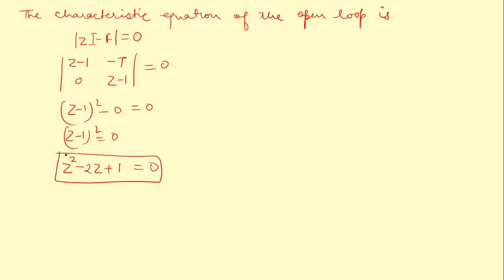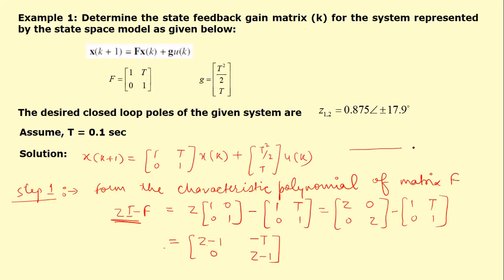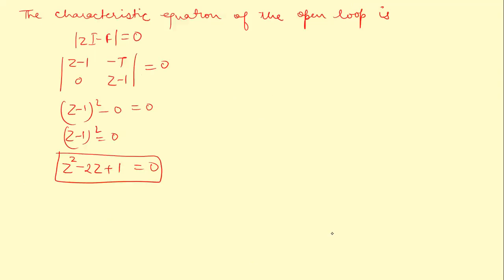So the first thing is to form the characteristic polynomial. So the characteristic polynomial is this, and the characteristic equation of the open loop system is this one. So let us mark these equations. So this is, for example, equation number 1, and this is equation number 2 here. Then we have the characteristic equation, for example this is 3, and this is, for example, 4.